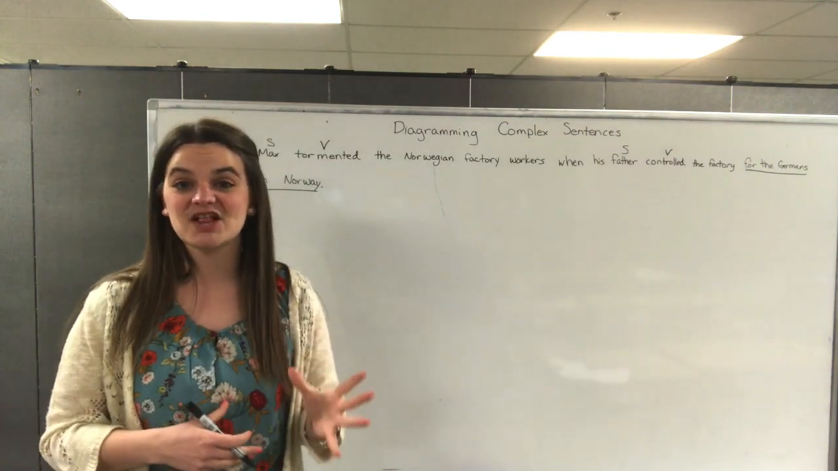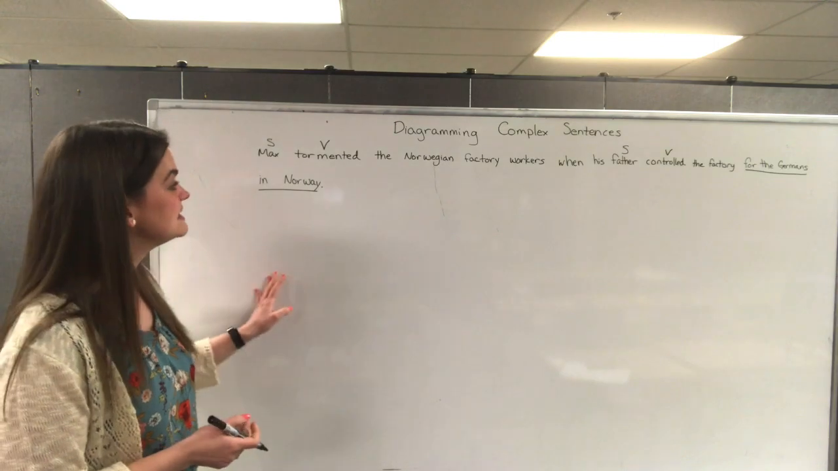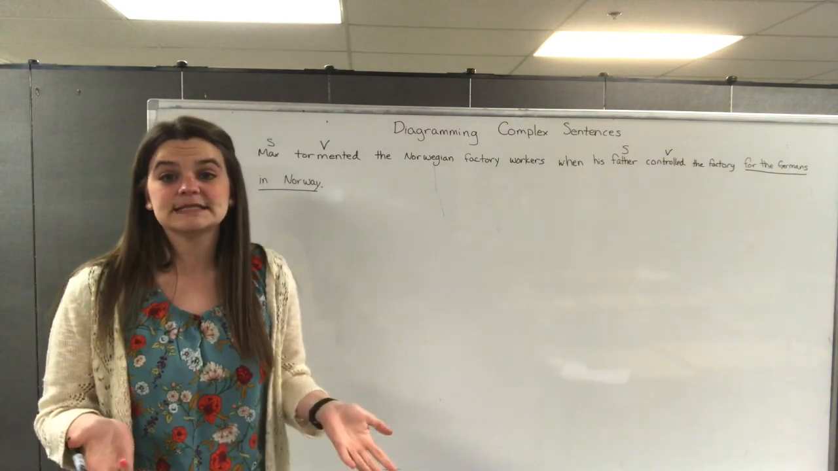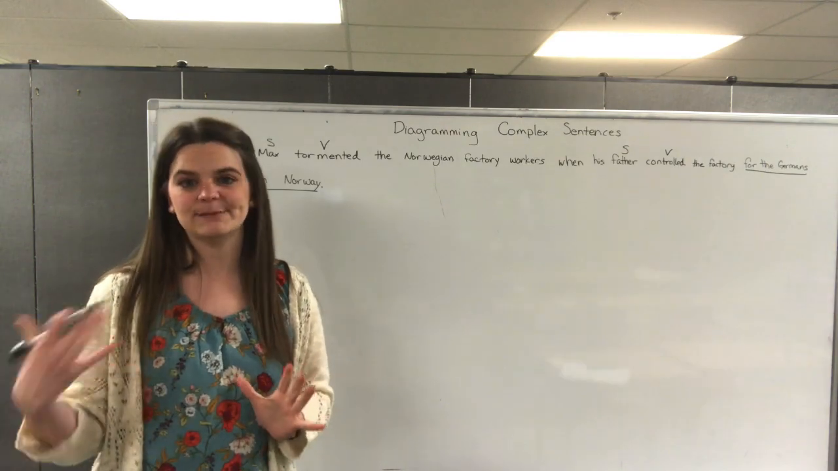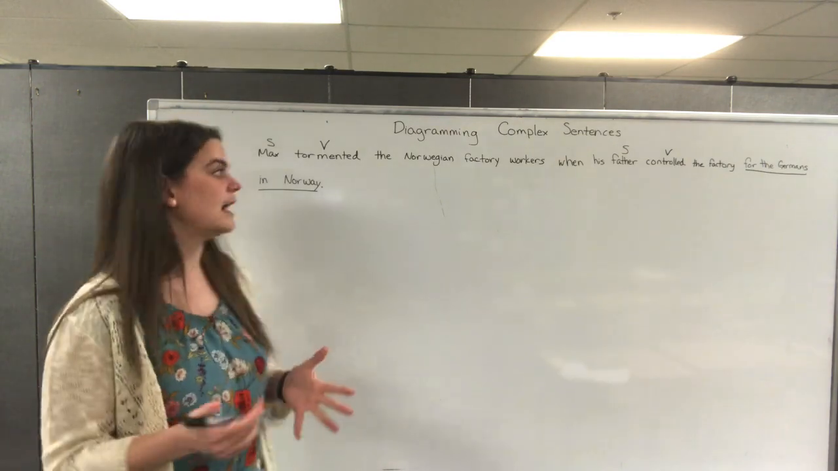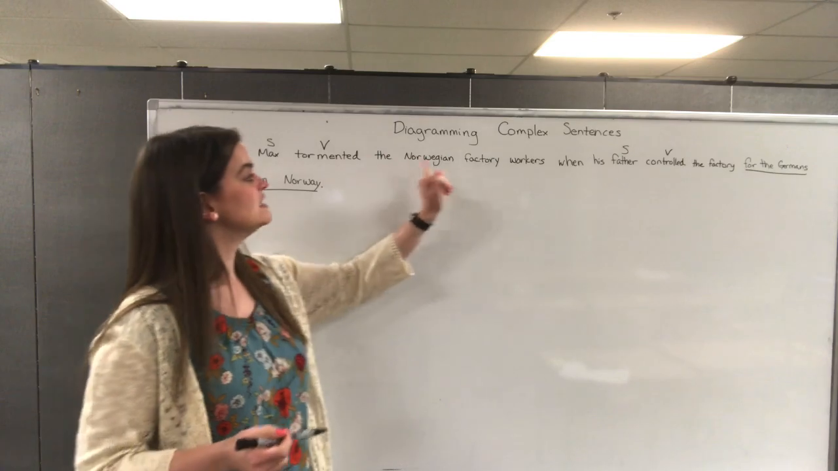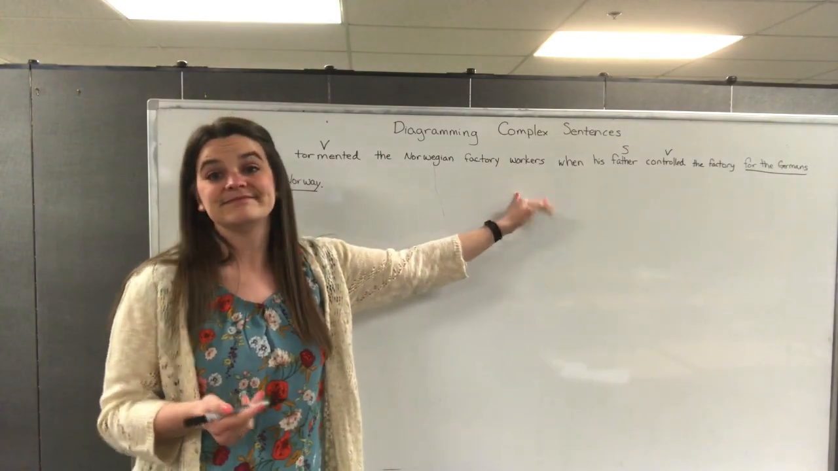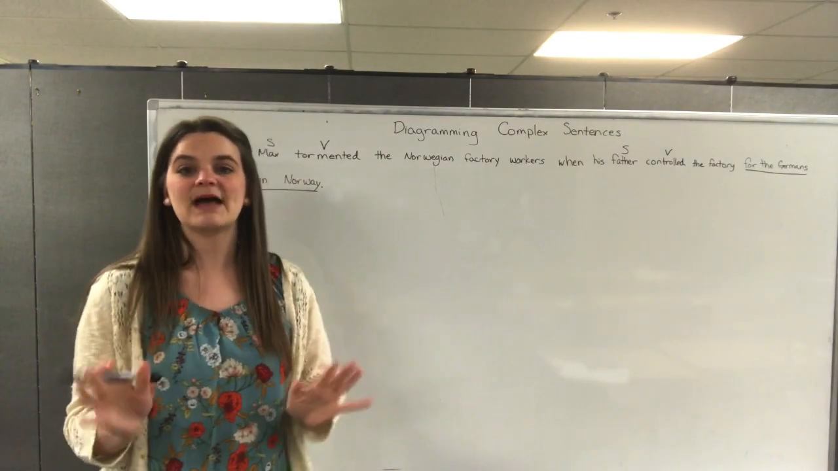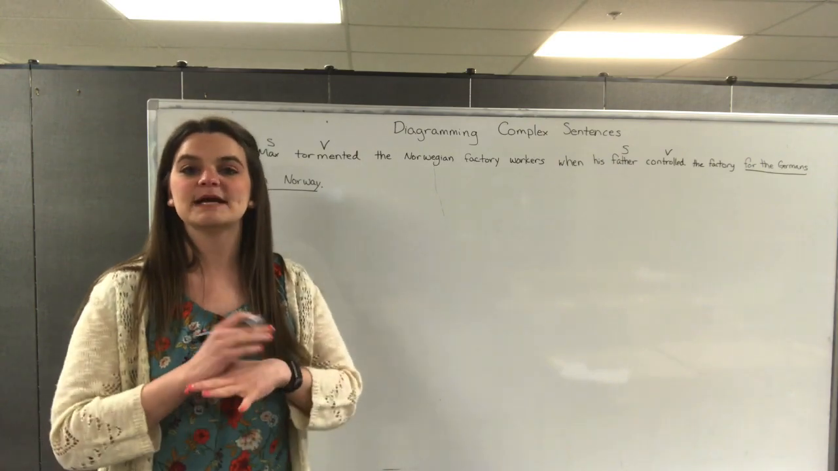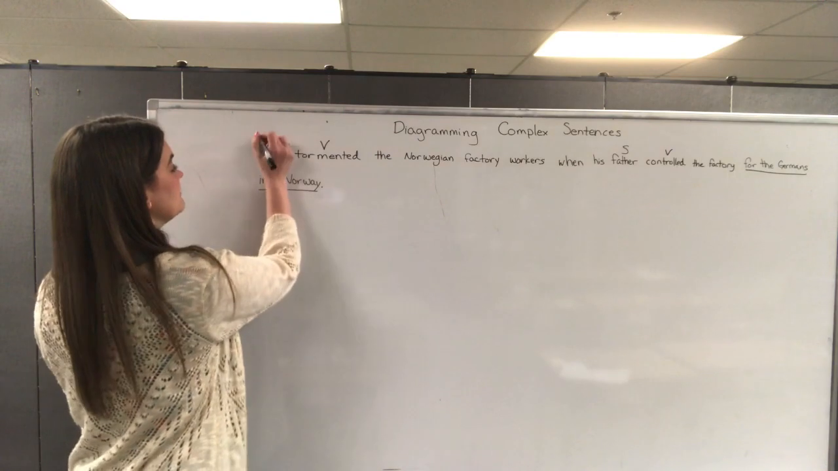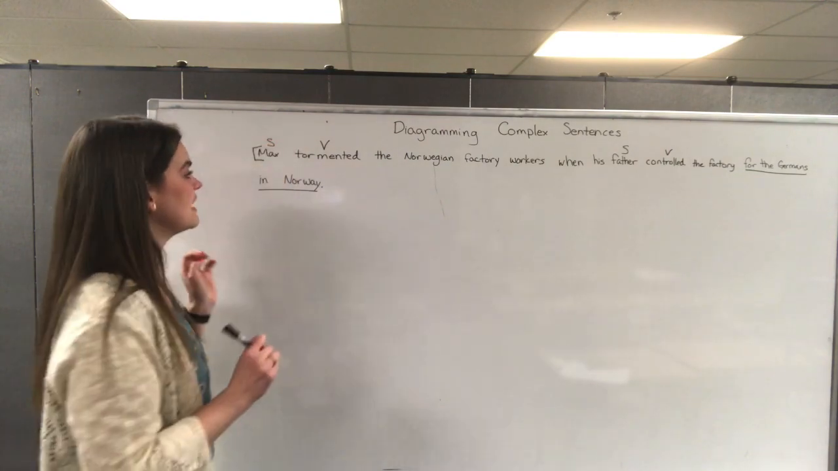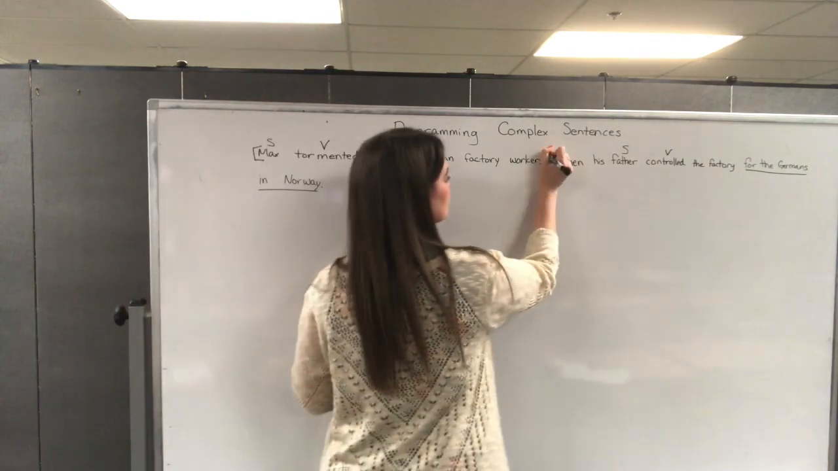We can have an independent clause or a dependent clause. So is this independent, meaning it could be a complete sentence all by itself? Or is it dependent, meaning it needs more information to make it a complete thought? Max tormented the Norwegian factory workers. That's a complete thought, right? We could put a period right there, and it would be a complete sentence, a total thought. It makes complete sense. So we're going to put it in brackets. Max tormented the Norwegian factory workers.